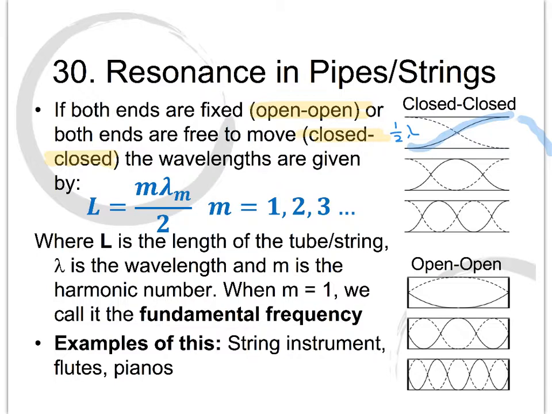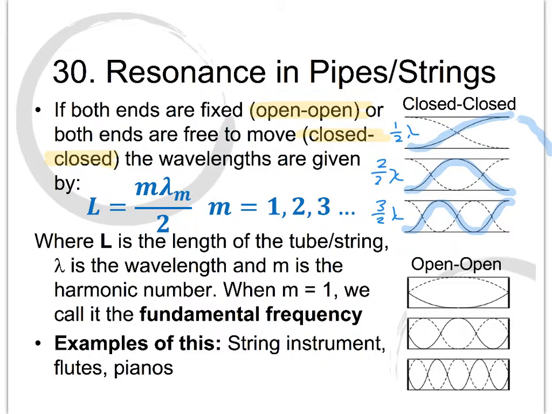The next one we get, from here to here, is one full wavelength. So if the length of the pipe is equal to one wavelength, that wave will fit nicely in there. And then the next one we have is one wavelength plus a half. So there's 1.5 wavelengths, or 3 halves. If you think about this, the pattern really is half a wavelength, 2 halves, 3 halves, and so on. So this equation here allows us to solve for all the possible wavelengths that will fit nicely into this space.